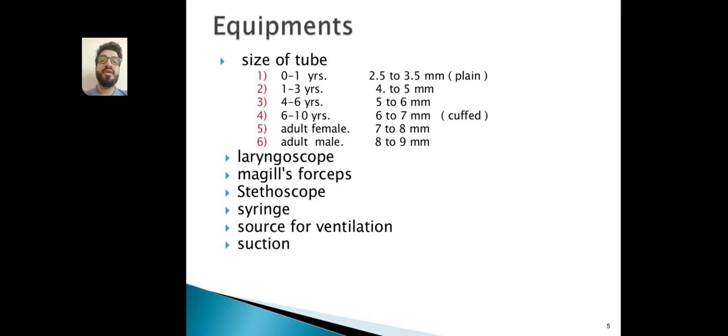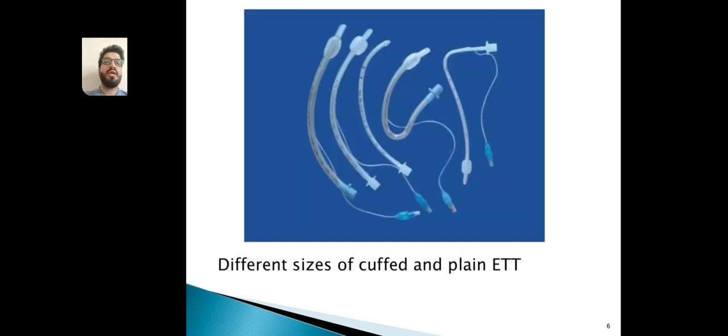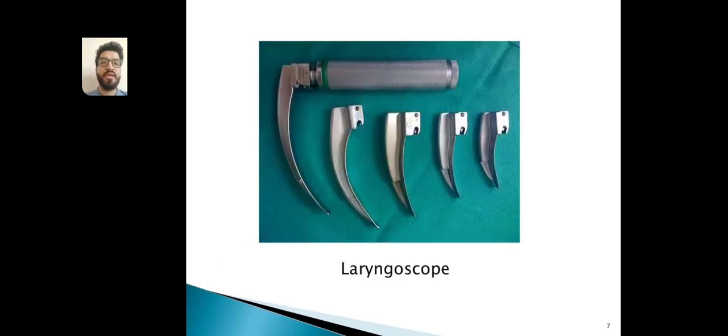Also, along with the endotracheal tube, we require a laryngoscope, Magill's forceps, a stethoscope, a syringe, a source of ventilation, and also the suction. Also, we require the suction apparatus. So here in this particular image, you can see different sizes of the endotracheal tube and also some different designs that are available. So we can use any of them according to the age group.